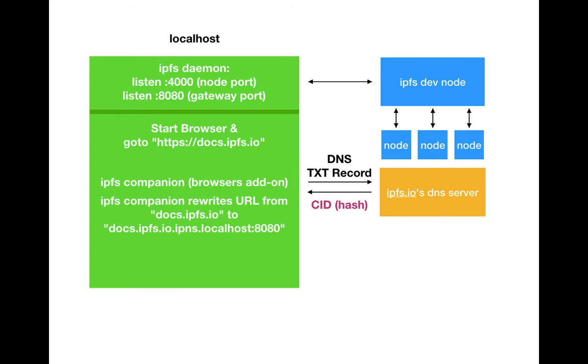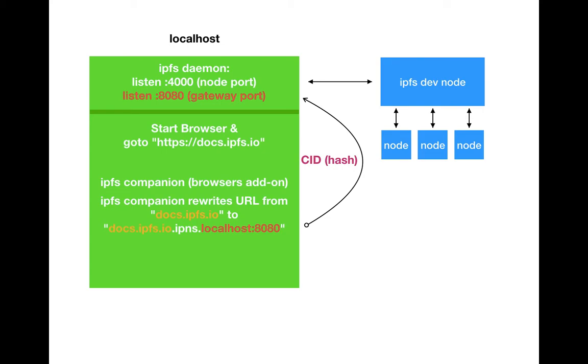Now the add-on rewrites the URL to this URL. After adding some color, we can see how the add-on rewrites the URL just by appending an ipns.localhost:8080 on the original URL. And this will make the browser make an HTTP request to the local gateway. Now the browser sends the CID to the IPFS gateway.